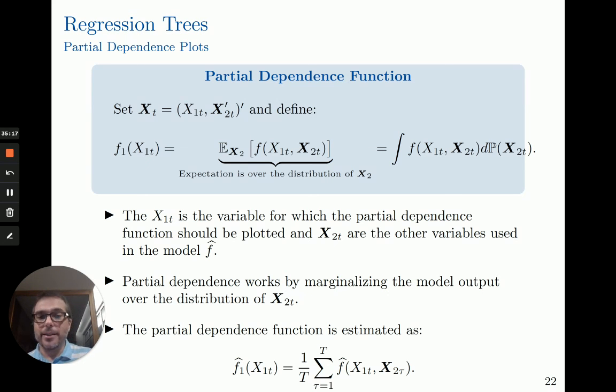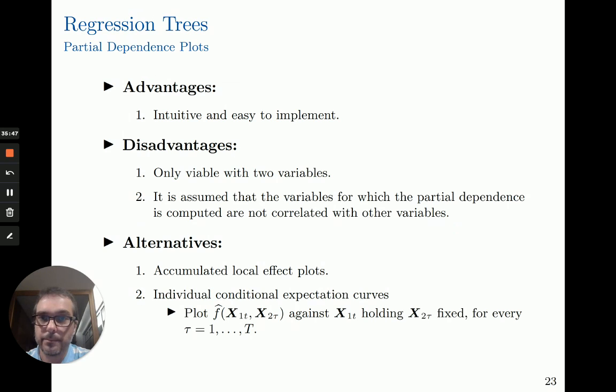So basically, the partial dependence plot is a plot of the partial dependence function, which is estimated as the weighted average of the estimated tree function of x1 and x2, taking the average over x2, the variables that we are conditioning on or marginalizing.